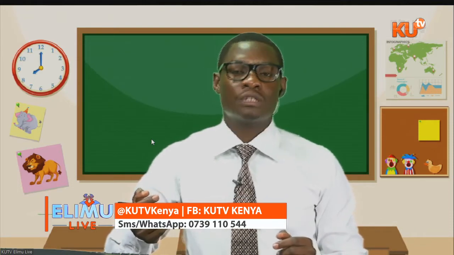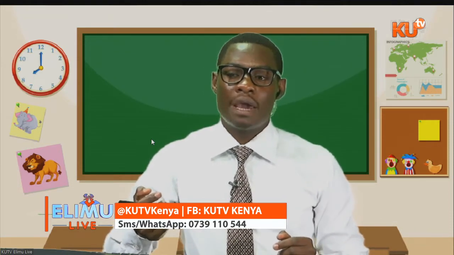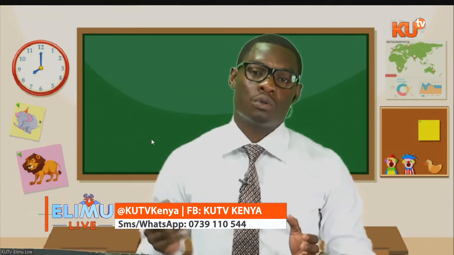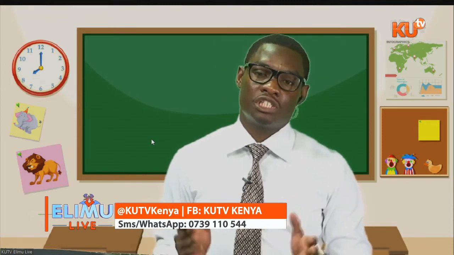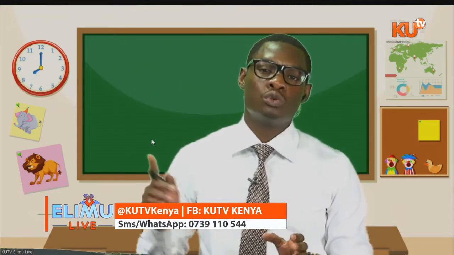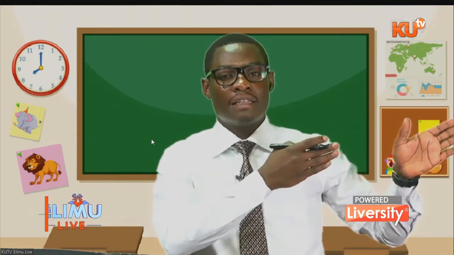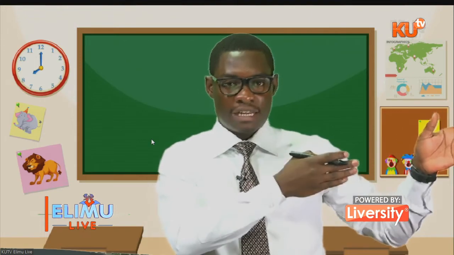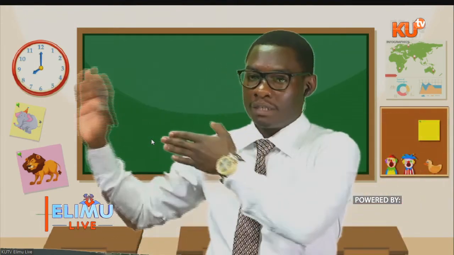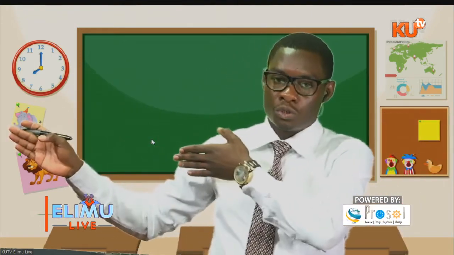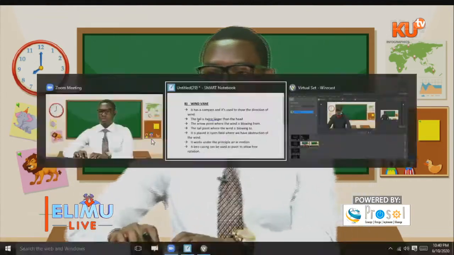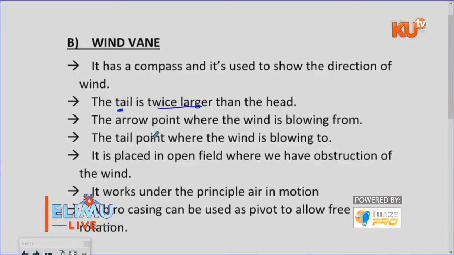So wind has no specific direction where it blows from or where it blows to. Because it keeps on changing, the wind vane should be able to rotate. When the wind blows from this direction, the arrow of the wind vane will point that direction. When the wind blows from this other direction, the arrow should also point that direction. So that is about a wind vane.